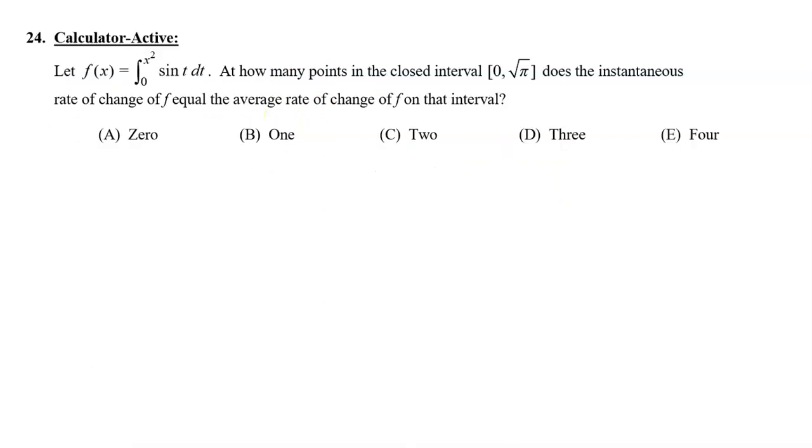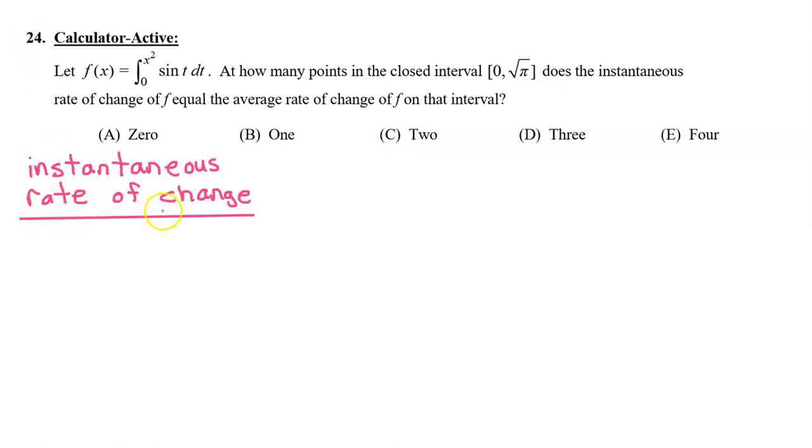This last problem is calculator active, so we will be using our graphing calculator as needed. Let f of x equal the integral from 0 to x squared of sine of t dt. At how many points in the closed interval from 0 to the square root of pi does the instantaneous rate of change of f equal the average rate of change of f on that interval? So it sounds like we need to find the instantaneous rate of change and the average rate of change and set them equal to each other.